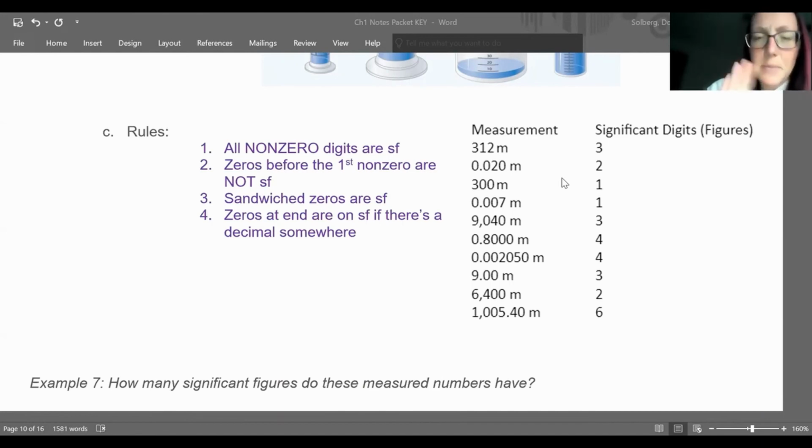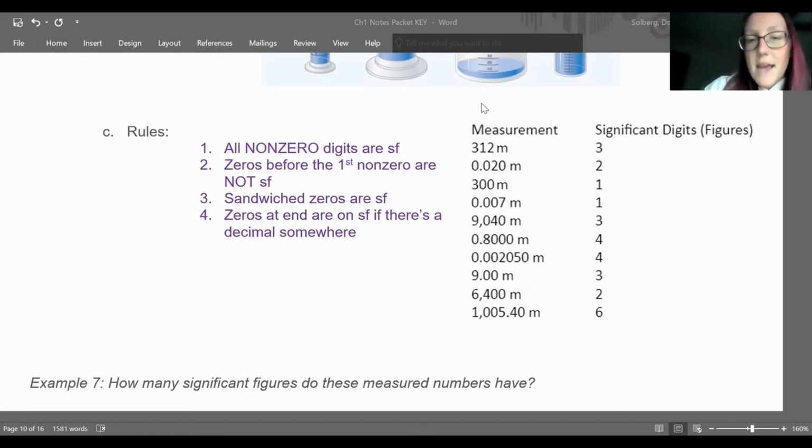So what does that mean? How do you know if something is a significant digit or not, depending on how you wrote it? There are some rules, and you can probably figure them out from looking at these measurements. First of all, non-zero digits are always significant figures. I just wrote SF. So all numbers that are not zero, so 3, 1, 2, that has 3 significant digits, all of those numbers are significant.